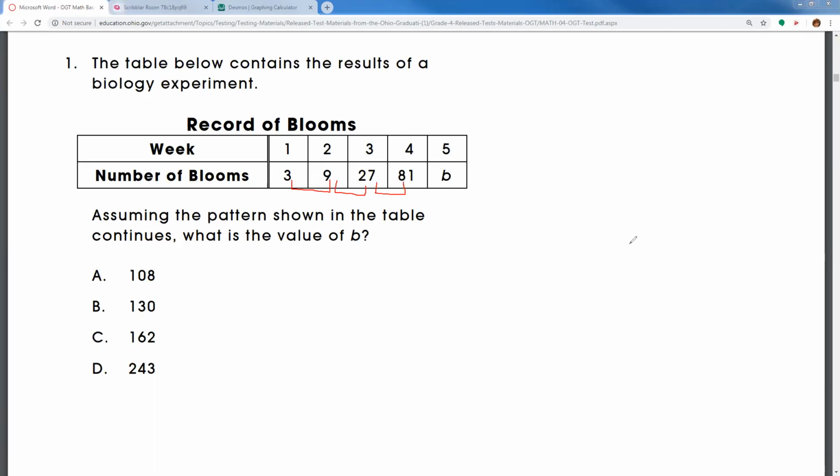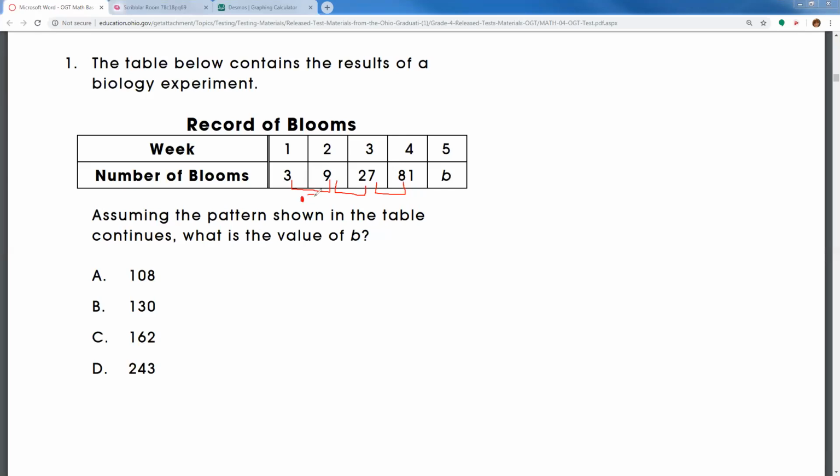So when you think of patterns, what do you usually check for? Is it going up or down, and by how many? So it's definitely going up, and let's figure out by how many. From 3 to 9, how much is that? Times 3, so is that 6?